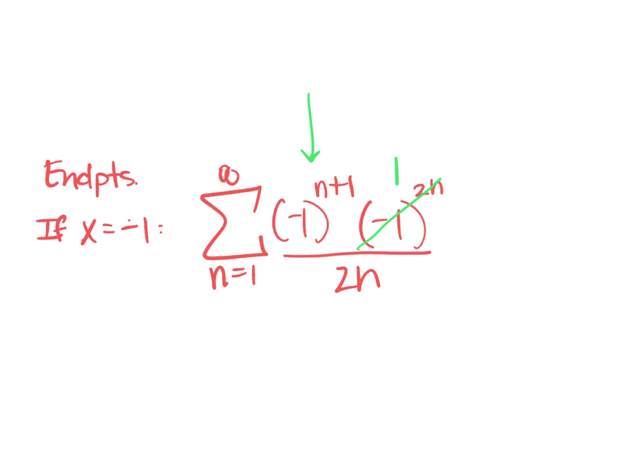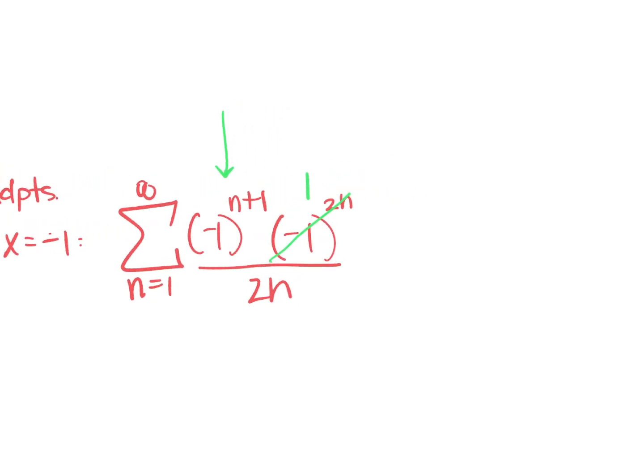Okay, so then that's 1 because it's an even power. Are there any constants I could pull out to the front of this sigma? Okay, let's pull out 1/2 to the front. So I'm going to have 1/2 pulled out to the front of this sigma. And what's left? -1 to the n plus 1 and 1 over n.